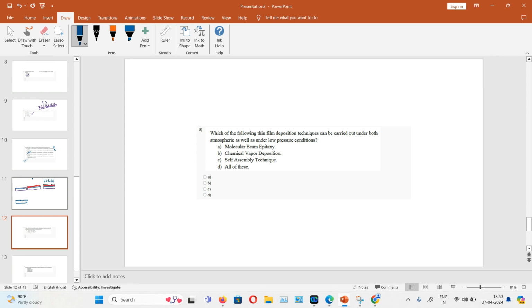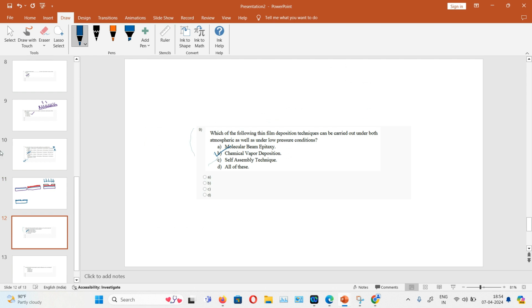So there is another thing, chemical vapor deposition. In chemical vapor deposition, the vapors of the chemical get reacted and deposited on the substrate. So it depends on the conditions of the reaction. That can happen at low pressure as well as atmospheric pressure conditions. So the answer for this question is B. Chemical vapor deposition techniques can be used under atmospheric as well as low pressure conditions. Okay, having doubt, just ask.